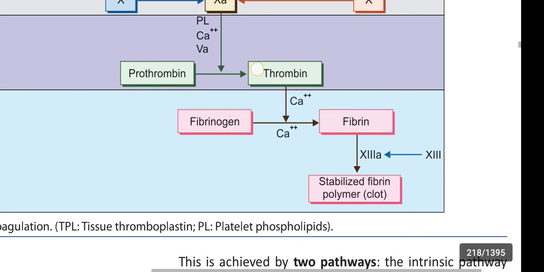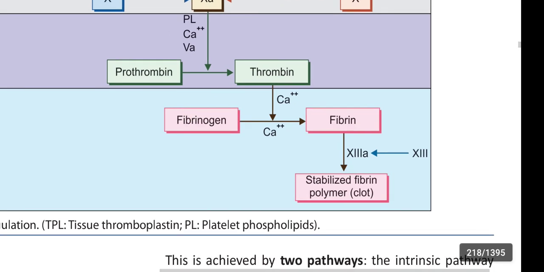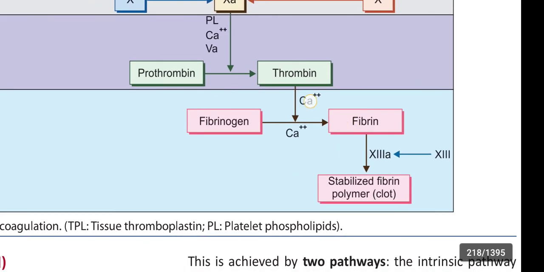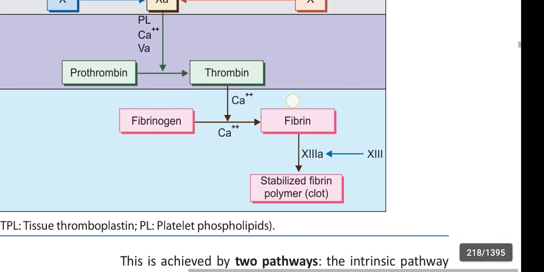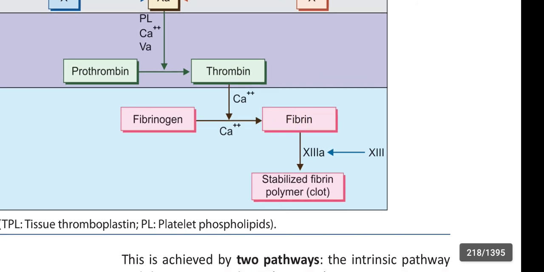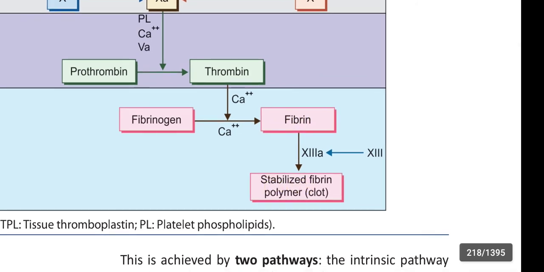This thrombin converts the fibrinogen into the fibrin. Here calcium acts as the cofactor. And this fibrin is converted to the stabilized fibrin polymer. We call that a clot. Here fibrin stabilizing factor is used.